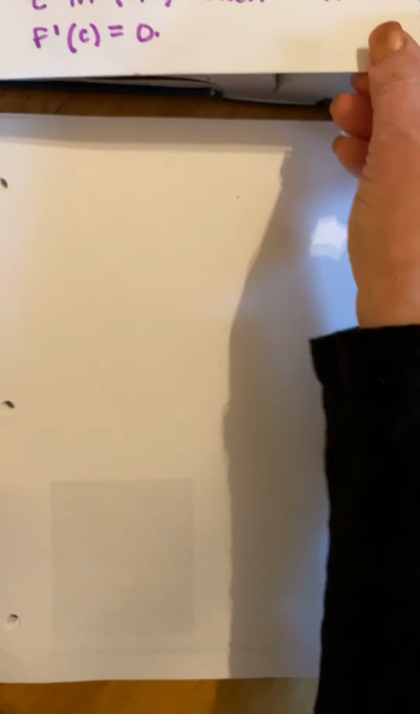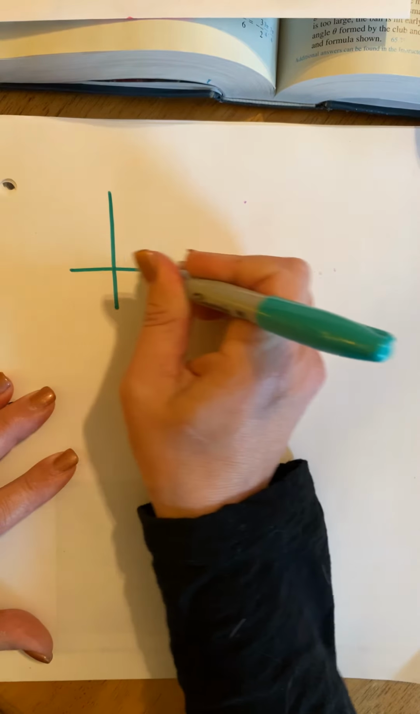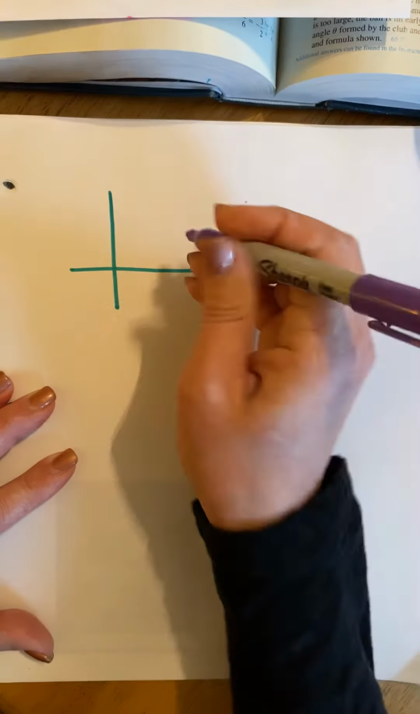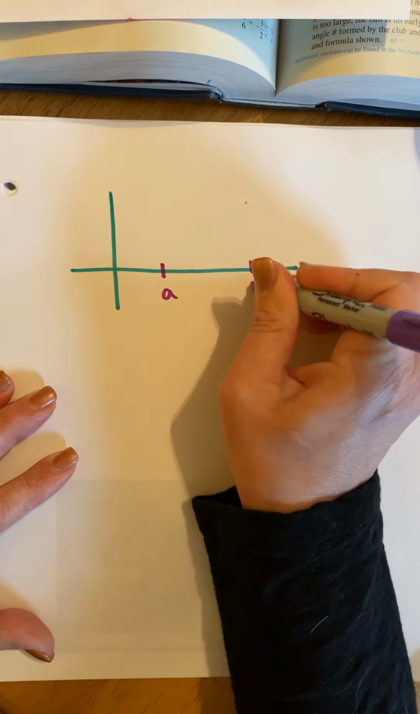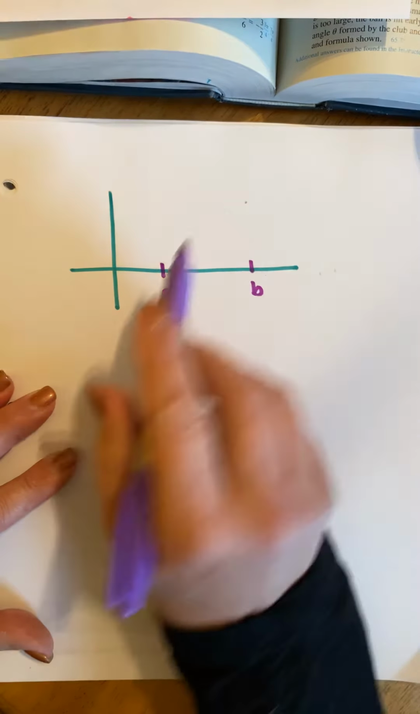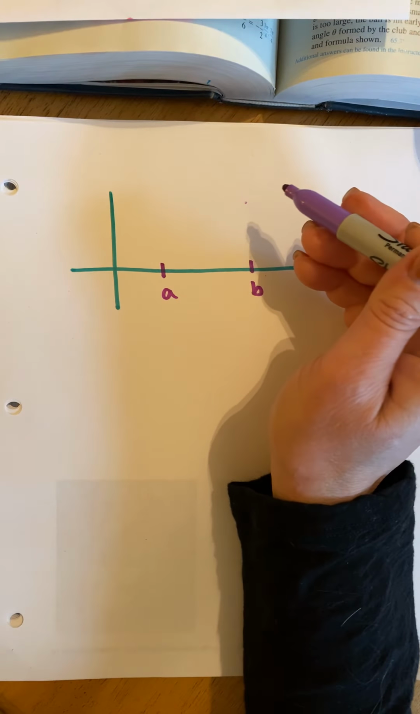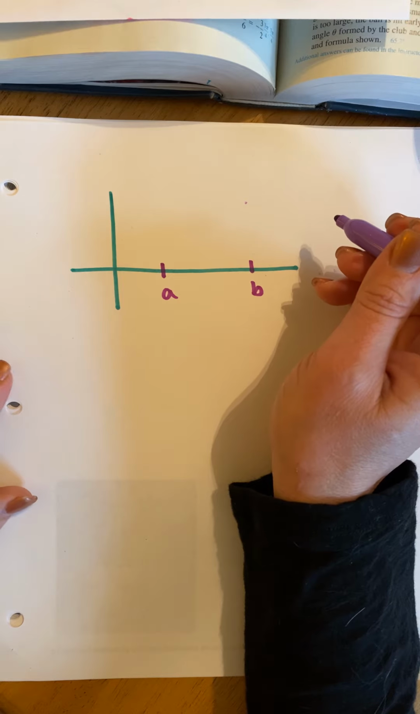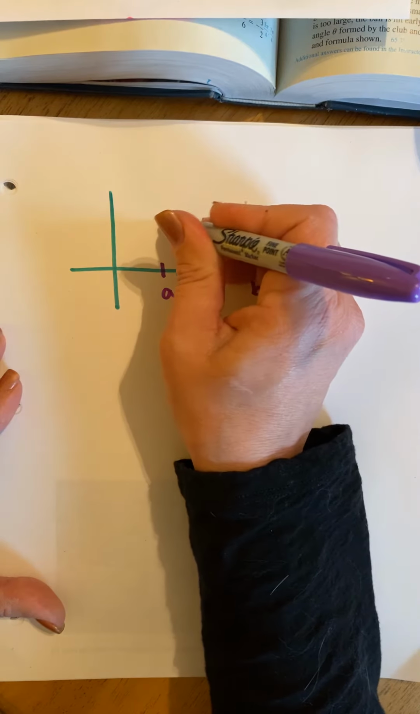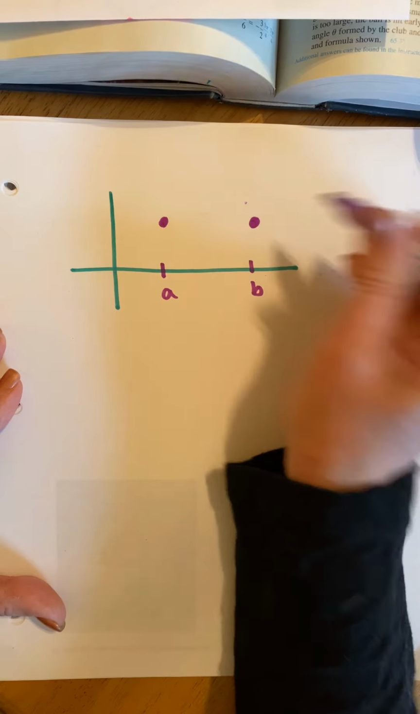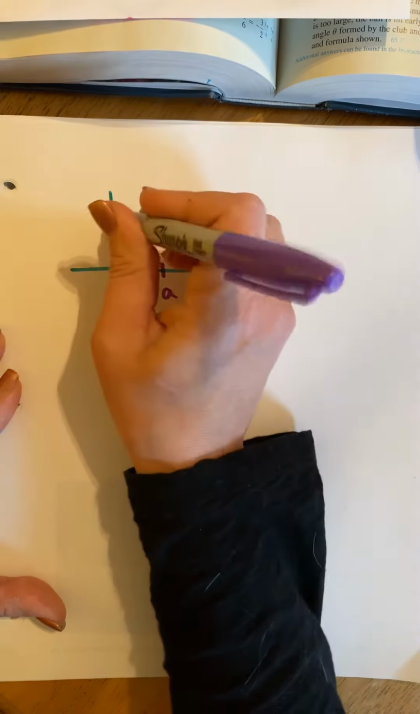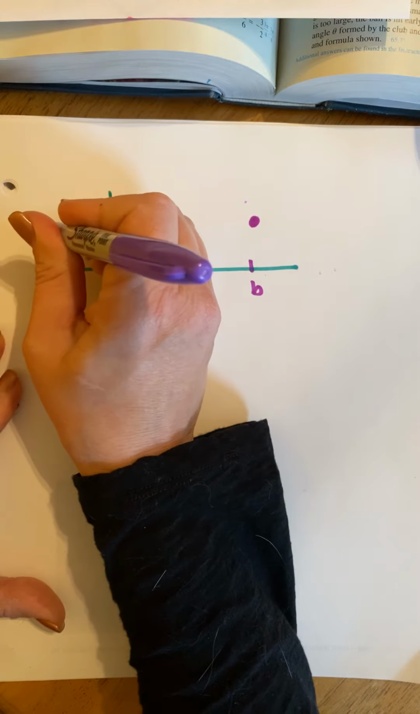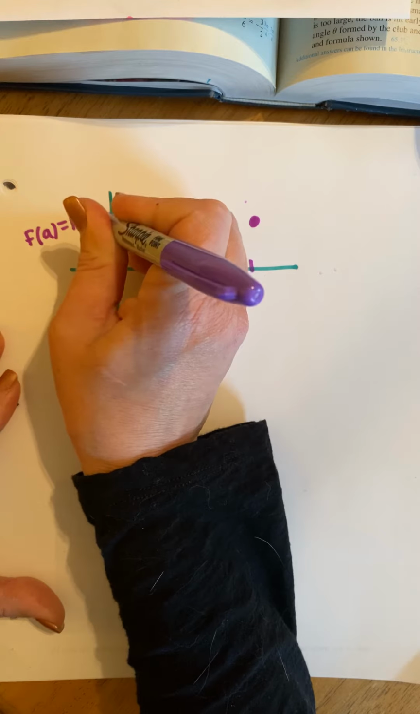So what Rolle's theorem is telling us is that if we have a function defined on an interval from a to b, it has to behave nicely between a and b. It has to be continuous, so there's no holes, breaks, or jumps. It has to be differentiable, so there's no vertical tangents or peaks. And the output at the endpoints is the same. So wherever the output at A is, must be the same as the output at B.